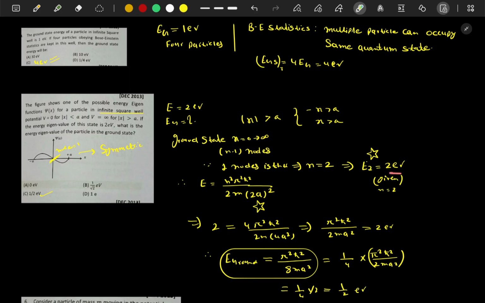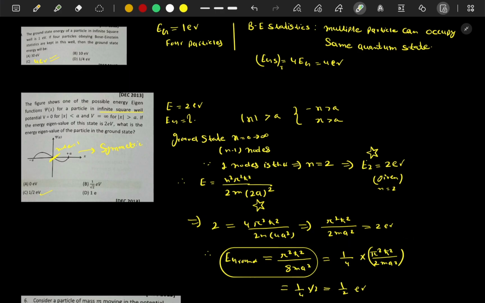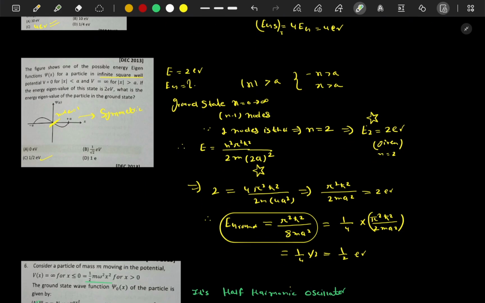And the energy is 2 electron volt and the value of n is equal to 2. So just put it in this. So the ground state energy will be pi square h bar square upon 8m a square. From here we can calculate with n equal to 1. So pi square h bar square upon 8m a square. What is pi square h bar square upon 8m a square? It is 1 by 4 of pi square h bar square upon 2m a square. And what is pi square h bar square upon 2m a square? 2 electron volt. Just put it in and you know the answer.